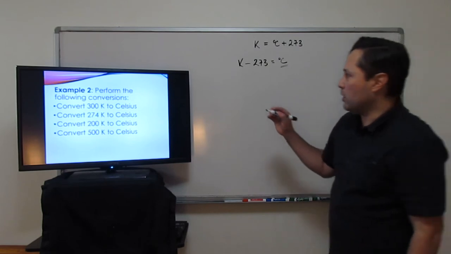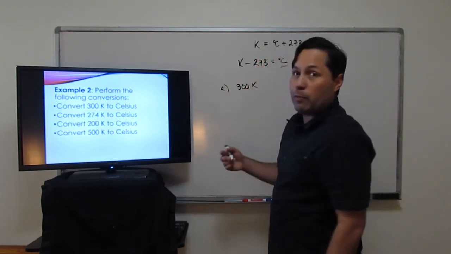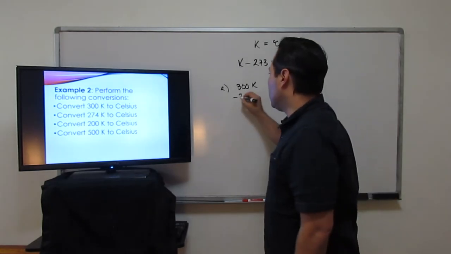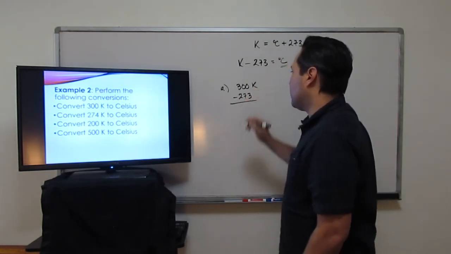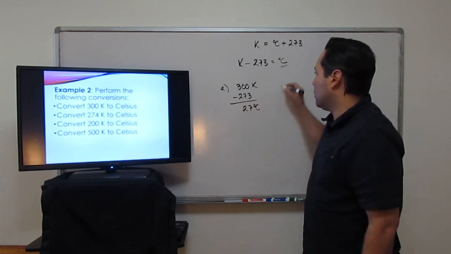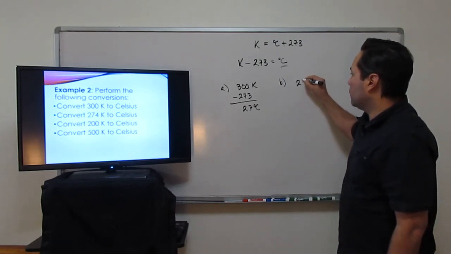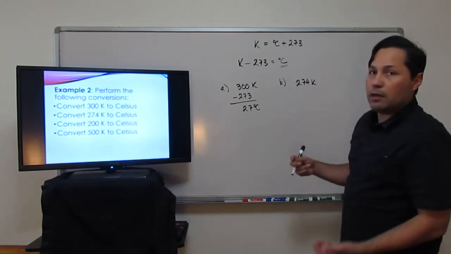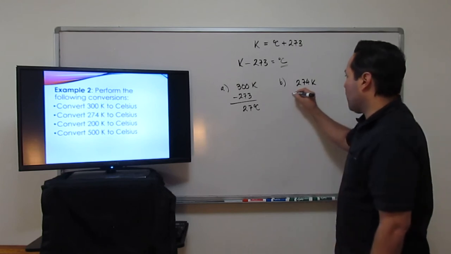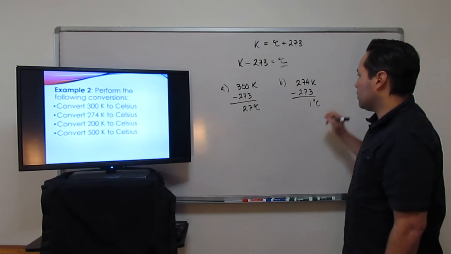All right, so that's what we're going to go ahead and do. So for our first one, let's call it A. We have 300 Kelvin. Can you switch it back to Celsius? Easy, we just go ahead and subtract 273 from it. So that's going to give us 27 degrees Celsius. For letter B, we have 274 Kelvin. And again, they ask, can you switch it back to Celsius? Going backwards, minus 273, so it'll just give us 1 degree Celsius.